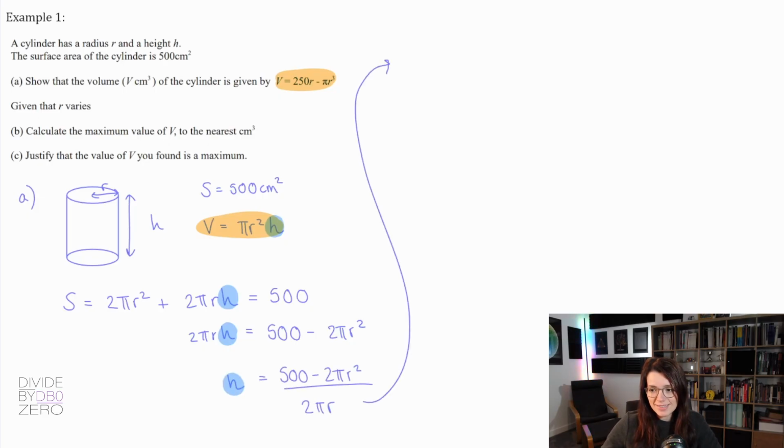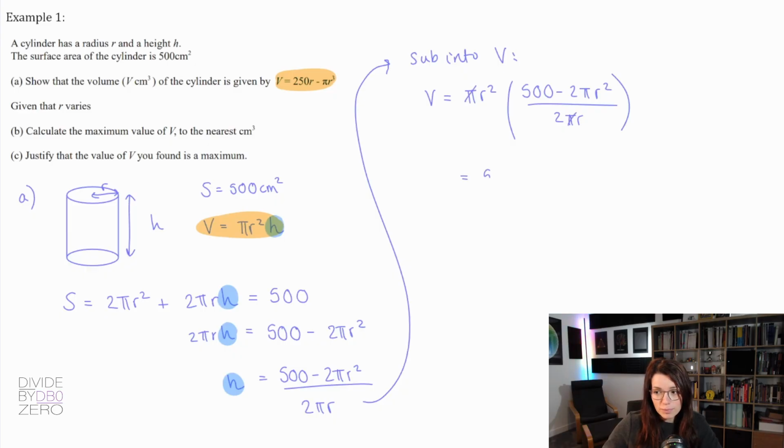Now we're ready to sub this h expression into v. For these types of questions, you just need to get comfortable with the algebra being a bit complicated. So it's pi r squared times that whole expression. We can then look at cancelling. So you could cancel a pi from up there and down there. At that point, I'd probably expand in the r squared, 500 r squared minus 2 pi r to the power of 4, all over 2r, which then simplifies to 250 r minus pi r cubed as required.